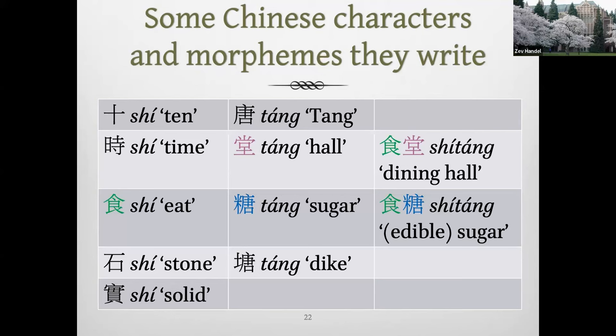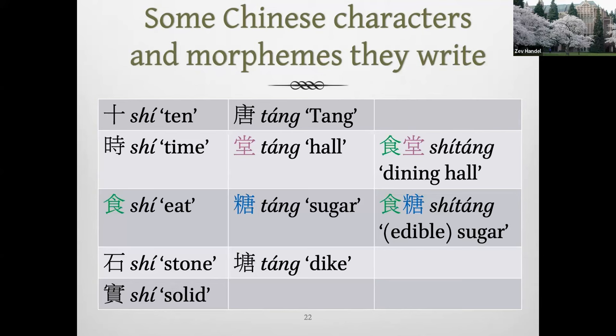They are not necessarily all words, but they can combine to form words because words are made up of morphemes. Just like classroom, just like driver, they are made up of meaningful parts. The word for dining hall is made up of the morpheme shi meaning eat and the morpheme tang meaning hall. And so it's written with the characters associated with those two spoken morphemes. So we have shi tang. We also have another word, edible sugar, that's pronounced the same, shi tang. But in this case, the second morpheme means sugar, not hall. And so it's written with the character associated with sugar.